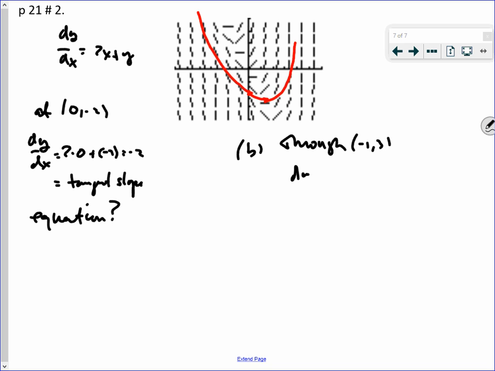All right, so for part B, we're after sketch the solution curve that passes through (-1, 3). Okay, so let's plug that in to figure out what the slope is. x is -1, y is 3. So it says -2 plus 3 equals positive 1. (-1, 3) is about here.